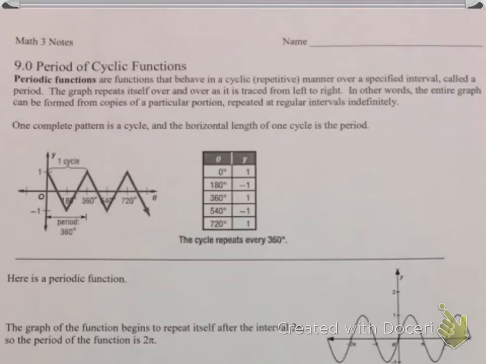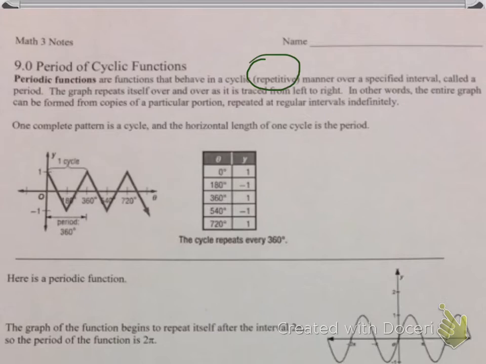This is Note Taking Guide 9.0 for Math 3, and this is going to be talking about the period of a cyclic function. So first of all, let's talk about what the word cyclic means. Cyclic actually means a cycle, and so a function that is cyclic means that it would repeat in the same pattern. It says right here in this paragraph that periodic functions are functions that behave in a cyclic or repetitive pattern over a specific interval called a period.